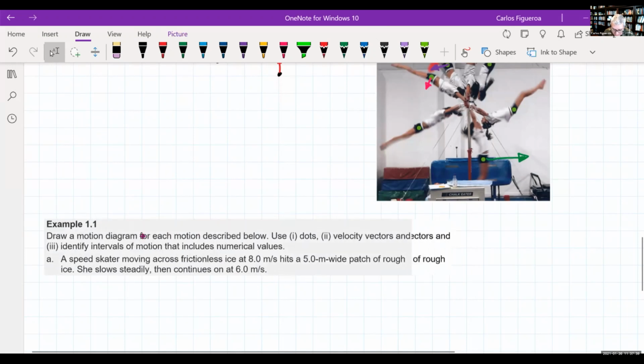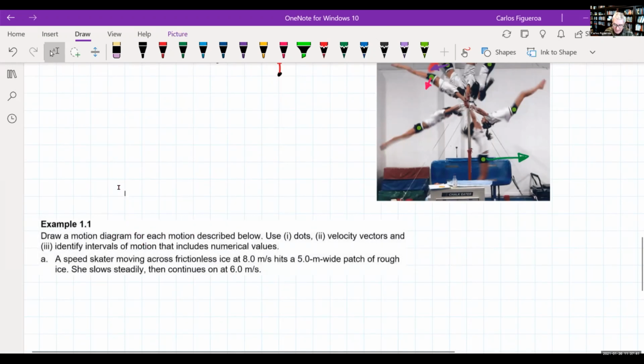I want to go after the first example. Now remember, I give you a copy of these examples in the lecture notes tab. You can download them in Word or PDF. And all I did here is that I just clipped part A of this thing here.